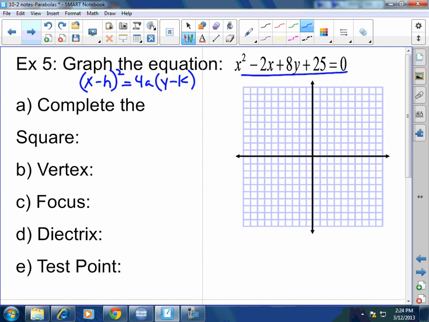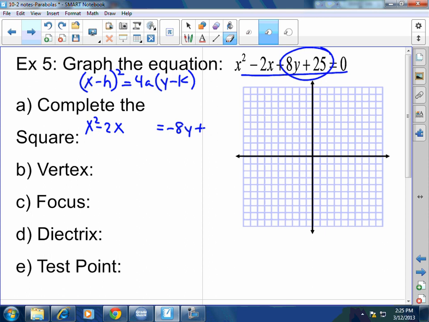So let's do it. Let's go ahead and get the x squared minus 2x alone, and let's send over the 8y and the 25. So that equals negative 8y minus 25. I'm going to complete the square, so I'm going to add negative b over 2, which is negative 1 squared, to both sides.